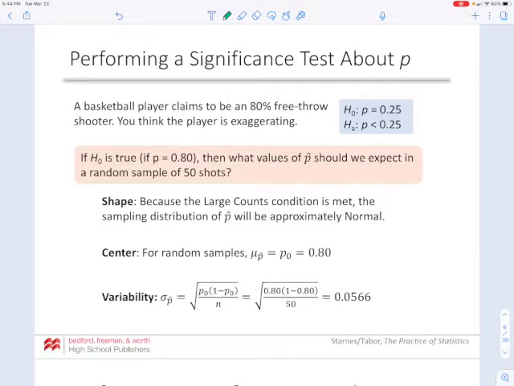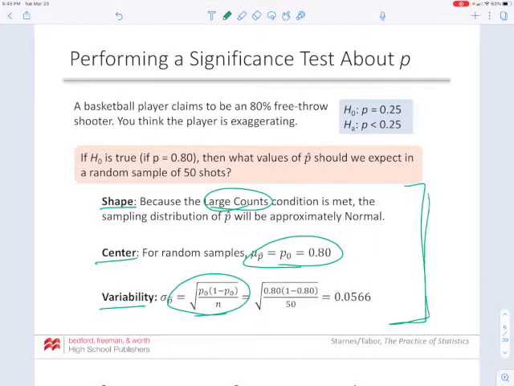When we're thinking about those conditions, remember those all help us with the shape, center, and spread. Shape comes from the large counts rule. The center is that claimed value, like in the basketball free throw example. And the spread, the variability, comes from the standard deviation formula. We will be using that same claimed value for p when we're calculating standard deviation. These are all things that came from sampling distributions that we then used for confidence intervals and are now using for significance tests.